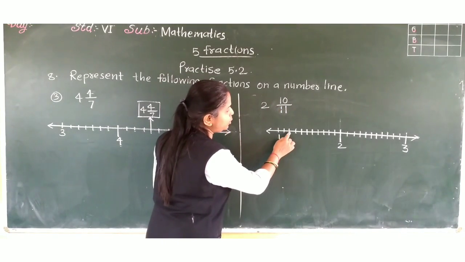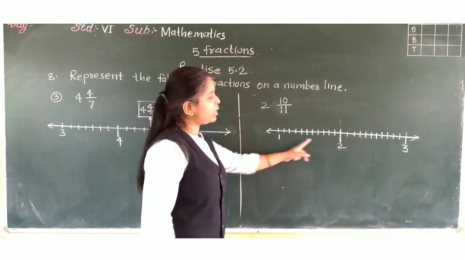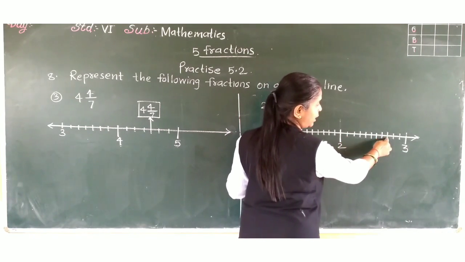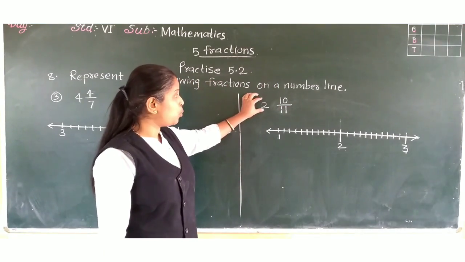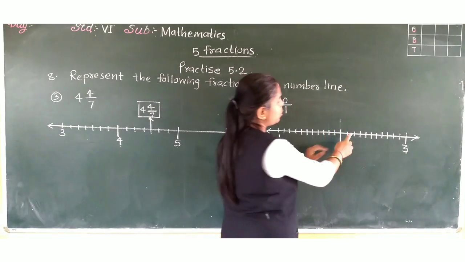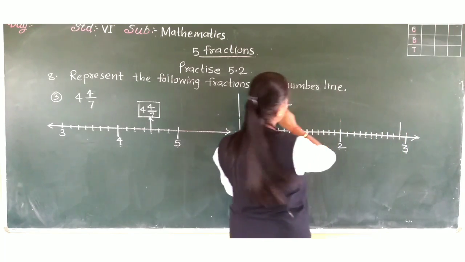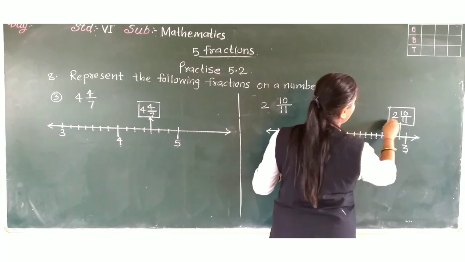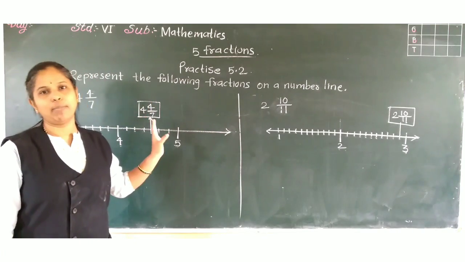So after 1, how many lines will I have to draw? 11. So see here 1, 2, 3, 4, 5, 6, 7, 8, 9, 10, 11, 2. After 1, 2 will come. And after 2, again 11 lines. 1, 2, 3, 4, 5, 6, 7, 8, 9, 10, 11 line. 3 will be there. Okay. So now we have to show 2 and 10 upon 11. That is 2 whole. After 2, which line? 10th line. So 1, 2, 3, 4, 5, 6, 7, 8, 9, 10. So where will this mixed fraction lie? Here, 2 and 10 upon 11. Okay. In this way we have to represent mixed fractions on the number line.